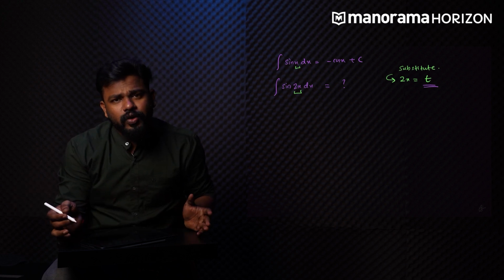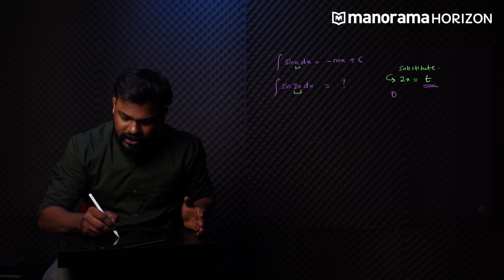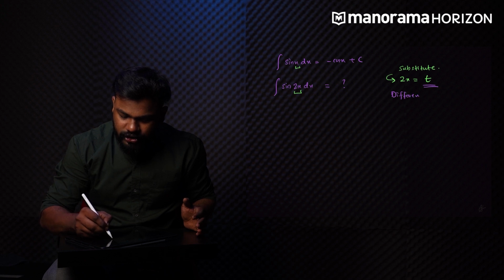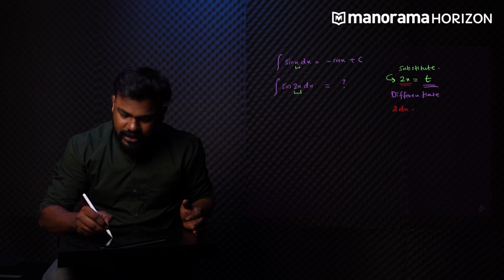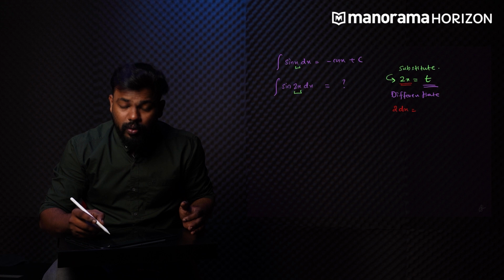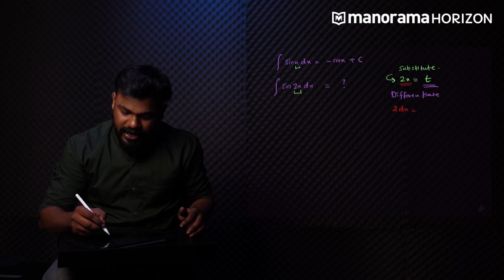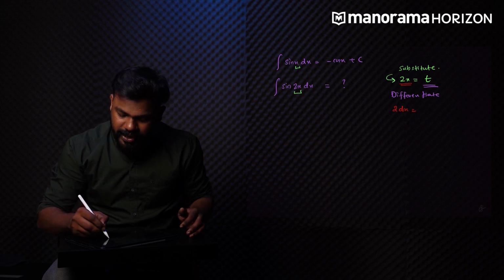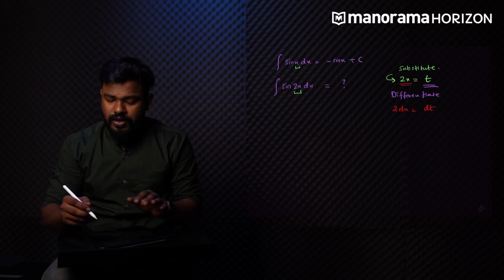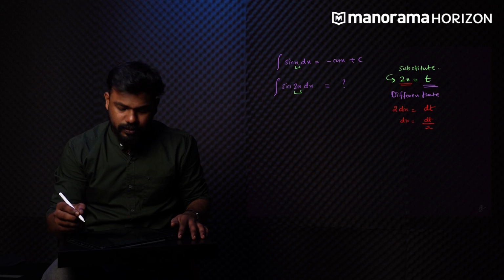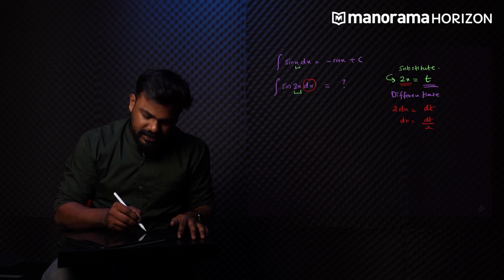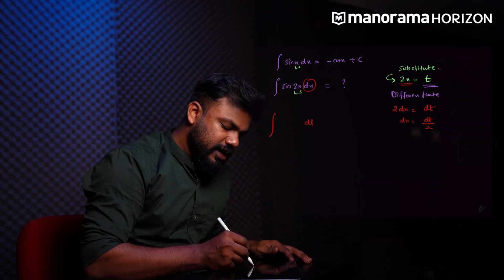So what I have to do here is simply differentiate. I just need to differentiate these two. So differentiating on both sides, what is the derivative of 2x? It will be 2dx, and what will be the derivative of t? It will be dt. So 2dx is equal to dt, or dx is nothing but dt by 2. So in place of this dx, what I'm going to write here is dt by 2.